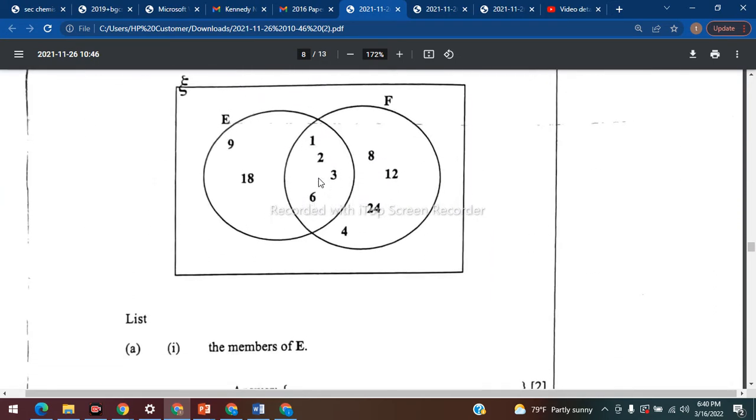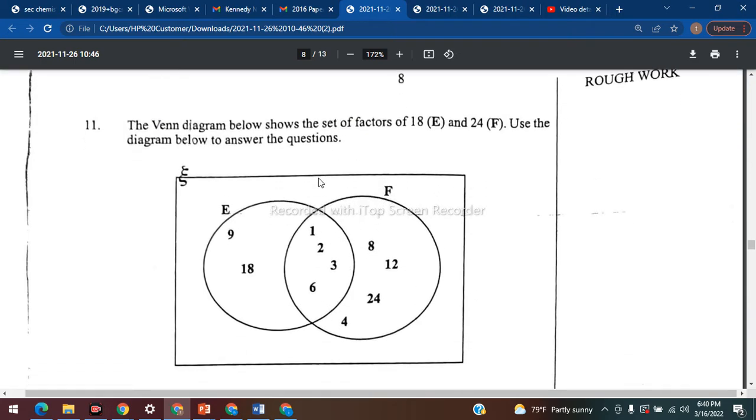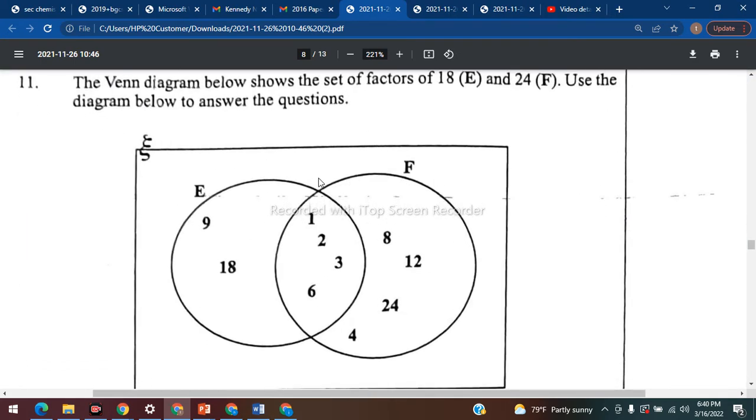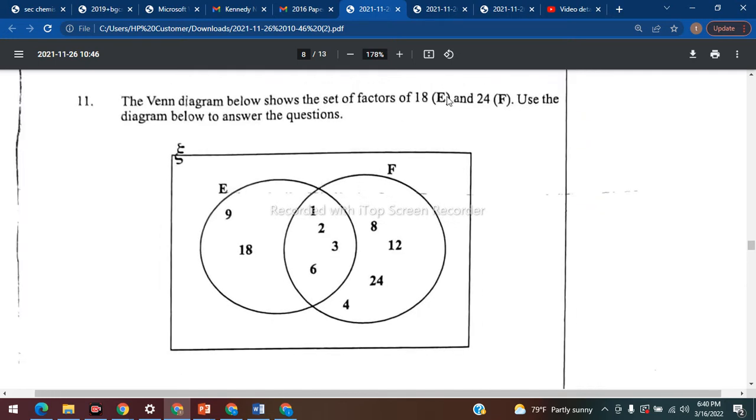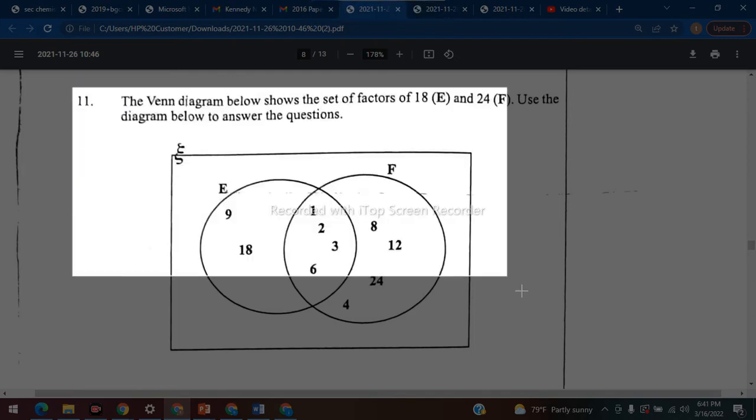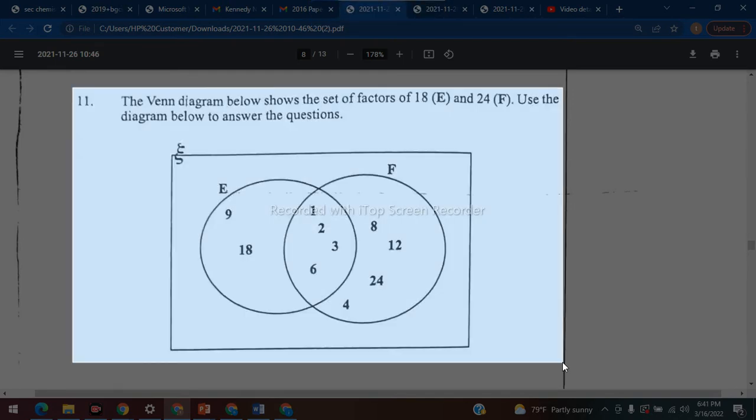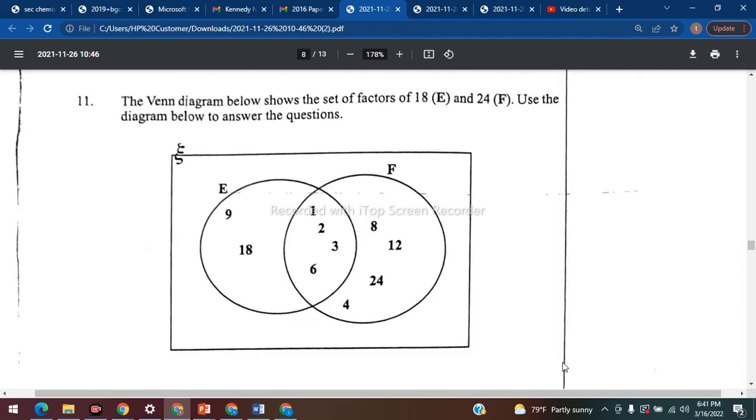the sets question. So the Venn diagram below shows a set of factors of 18, E, and 24, F. Use the Venn diagram below to answer the questions. Okay. So write down this question. Oh, by the way, can you all send me the photos of the first question? Let me see how y'all tackle that. And write this down. And also the questions that accompany it.